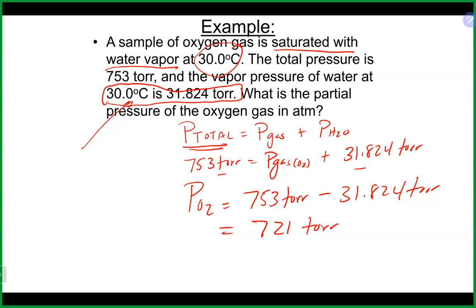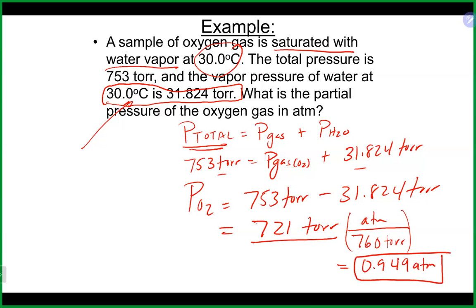We also want to convert to atmospheres, which means I should do what with that number? Should divide by 760, yes, 760 torr is an atmosphere, right? So that will convert me into atmospheres. So 721 divided by 760 gives 0.949 atmospheres. This would be considered the partial pressure of oxygen that you collected, or the dry oxygen gas pressure, as we subtracted off basically the water's contribution.